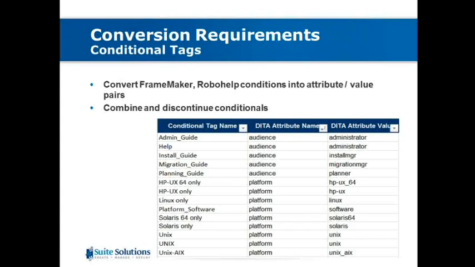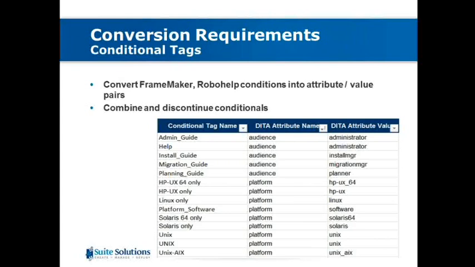A lot of folks, especially if they're using FrameMaker or RoboHelp, might be using conditions, conditional tags. So those you'll want to convert also into DITA attributes. Basically with DITA you have attributes, and each attribute can have a value. So we have, for example, an audience attribute, a platform attribute, etc. And so what you want to do is map those conditional tags that you're using now into an attribute name and attribute value pair.